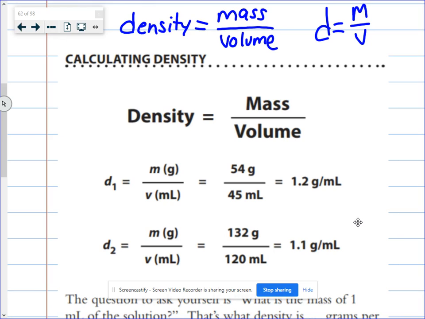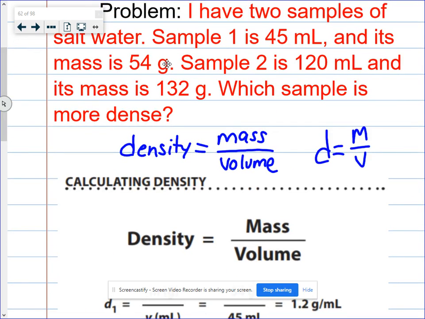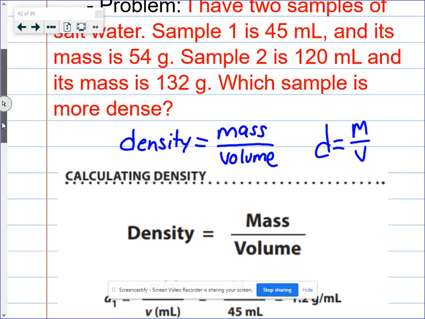So as you're seeing on this page here, we have the density equation. It's always mass divided by volume. And I can see my calculations here. D1 is density 1. I have my mass and my volume, and then in parentheses I have the units as well, so I know what units belong in those parentheses. The first one, sample number 1, was 54 grams. That was the mass. Right up here, it says the mass of sample 1 was 54 grams. So that goes on top. Be careful that you're not putting 45 on top just because it was listed first.